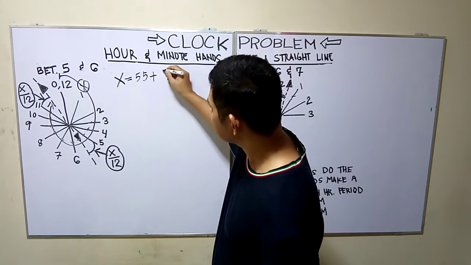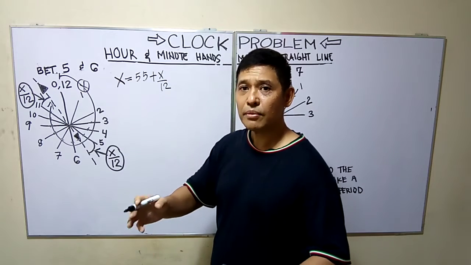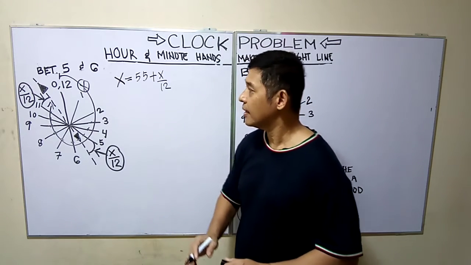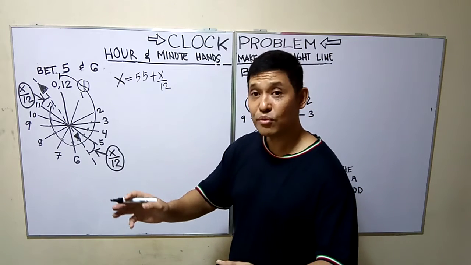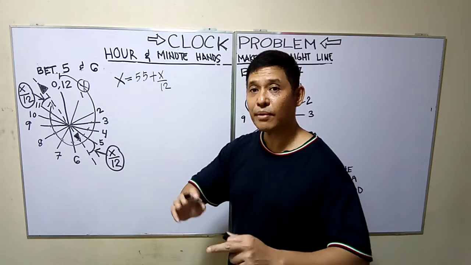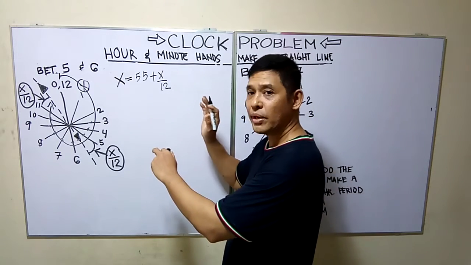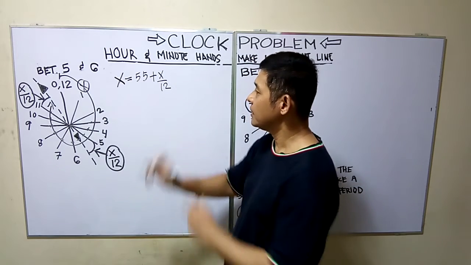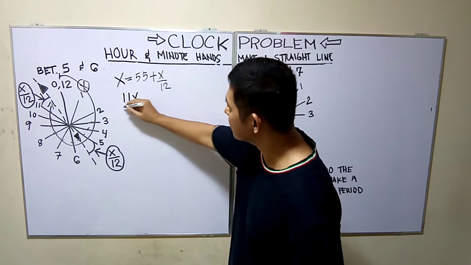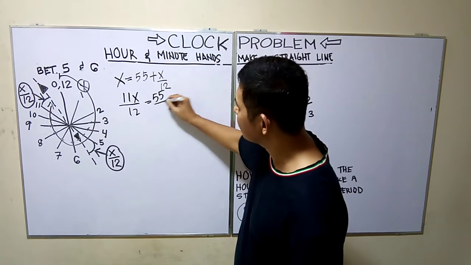Plus, X over 12. X over 12 po, yun po yung unknown number of minutes dun sa isang part ng clock. Kasi yung isang buong clock, binubuo ng 12 part eh. Every 5 minutes, 1 part. So, X over 12, therefore, lilipat natin yung X over 12 from right side to left side. What will happen is magiging 11X over 12 is equals to 55.